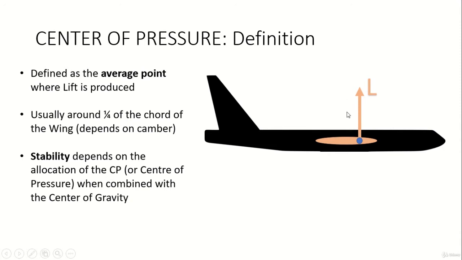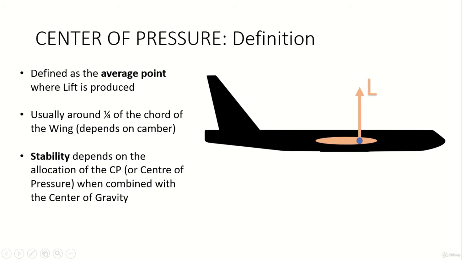This is quite an interesting topic because it is a simplification, as you may understand, but it is quite useful to understand this in terms of stability of the aircraft. So usually it should be around 1/4 of the chord of the wing, and this also depends on camber. So what do I mean by this? The chord is the line which unites the front of the wing and the end of the wing. So if I say it should be at 1/4, this means it should be located quite toward the front, as you can see. 2/4 would be in the middle, 3/4 over here, right? So 1/4 is over here.